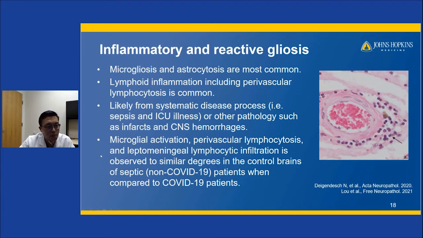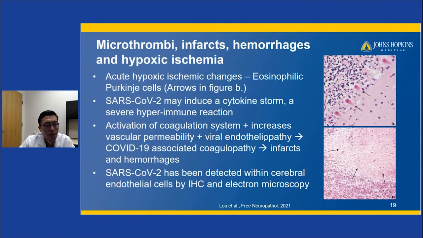And there is one study comparing control brains, patients with sepsis who were non-COVID-19, and COVID-19 patients, and they found a similar degree of microglia activation and perivascular lymphocytosis. So probably these pathological findings are not that helpful, but this is commonly found in COVID-19 patients, just like other sick ICU patients. And microthrombi, infarcts, hemorrhages, hypoxic ischemia, these are important neurologic complications.